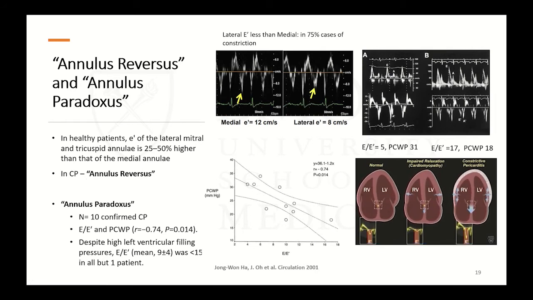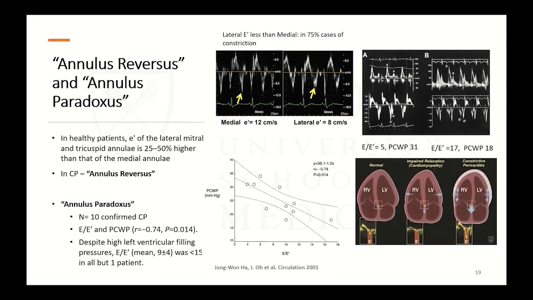Now, the other phenomenon that's also interesting, there's a small study of about 10 patients that looked at the relationship of E to E prime to the wedge pressure. Now, when you read a normal echo, if you see higher E to E prime, we call that the patient has high filling pressures. So our assumption is that the patient has high LVEDP, has high left atrial pressure. What they found is that in constriction, this is actually quite opposite. There's an inverse relationship to the wedge.